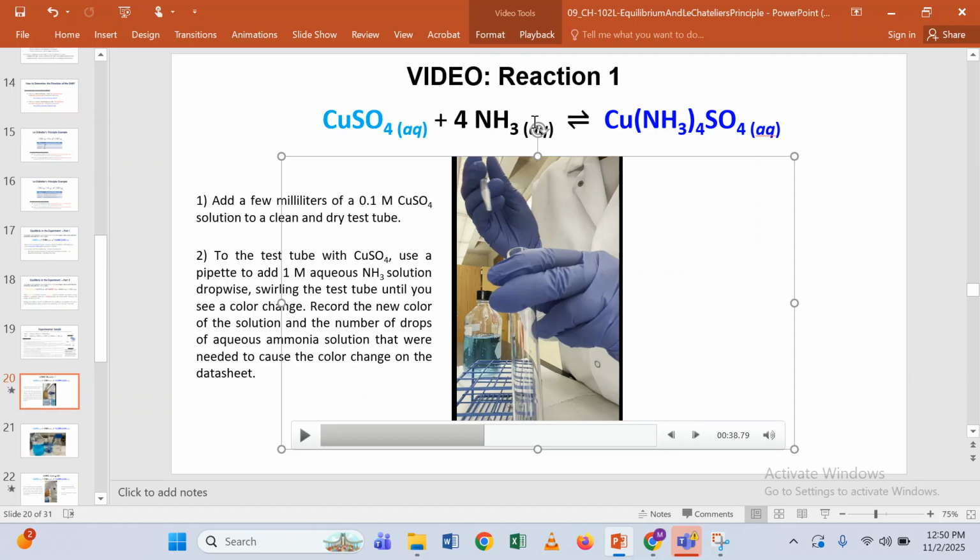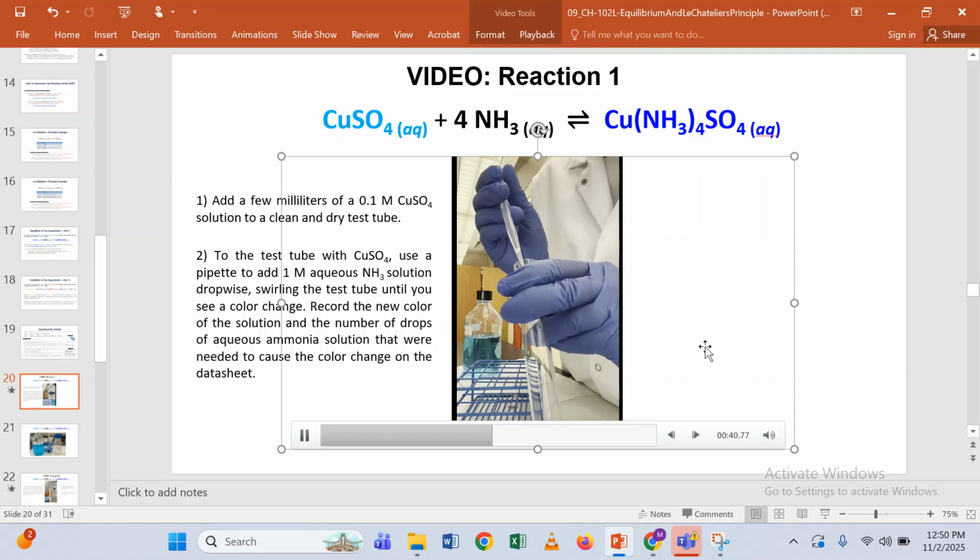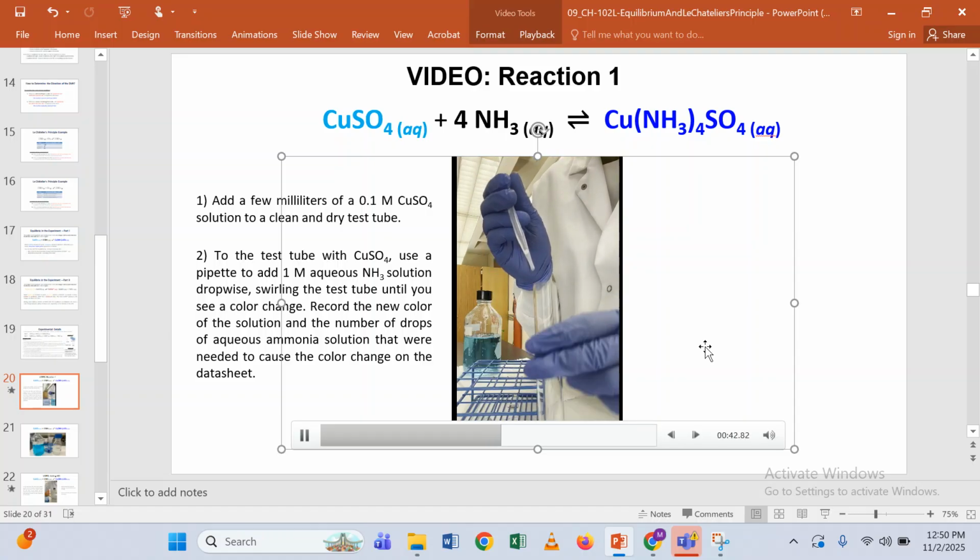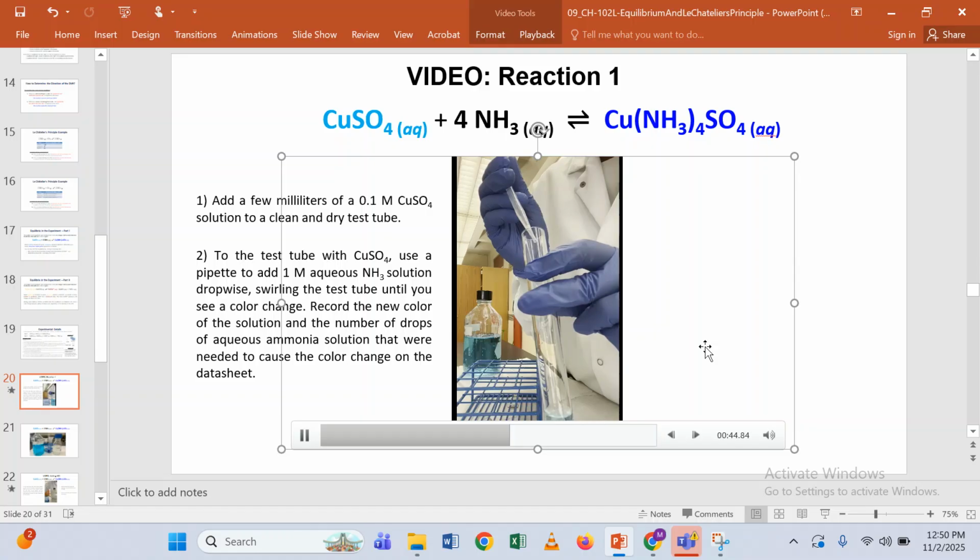The more NH3 we add, again, it will shift to the right. So we should be getting this color. Let's see if we're going to get this color. Is it going to be drop by drop? So the ammonia, is it going to be added drop by drop?